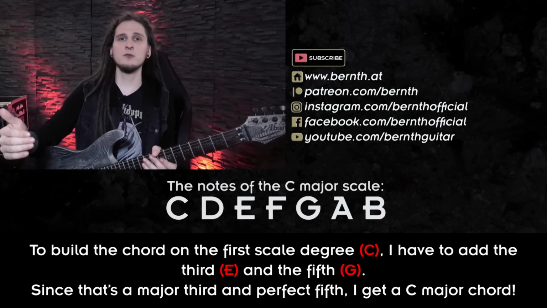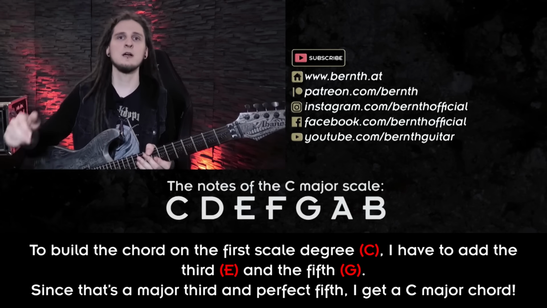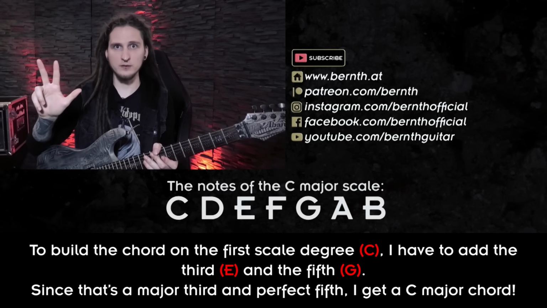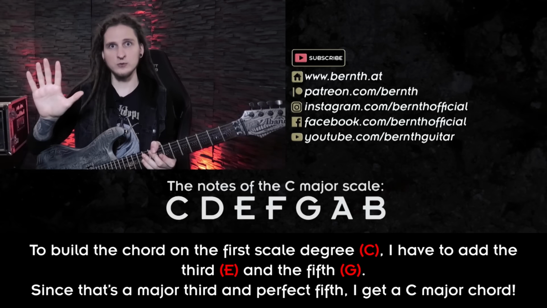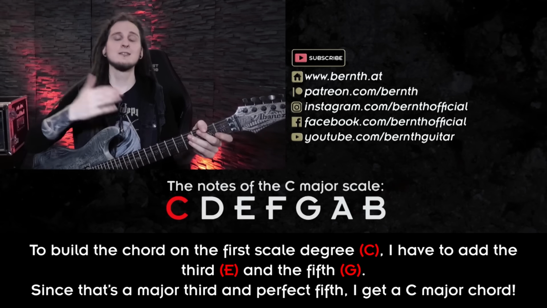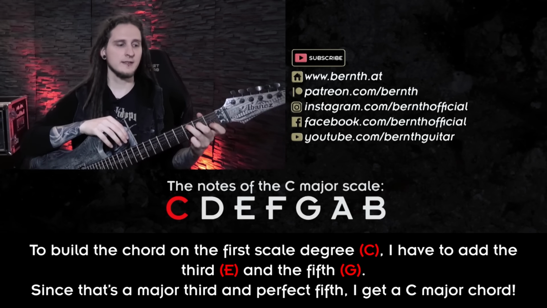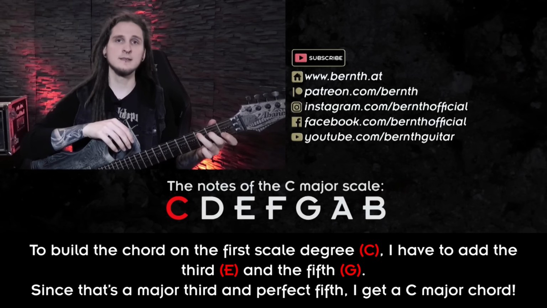A super basic way of learning to understand it in the beginning is just counting up 3 notes to get the third for every note in the scale and 5 notes to get the fifth for every note in the scale. So let's say I'd like to find out what kind of chord I have on the first scale degree in the C major scale.